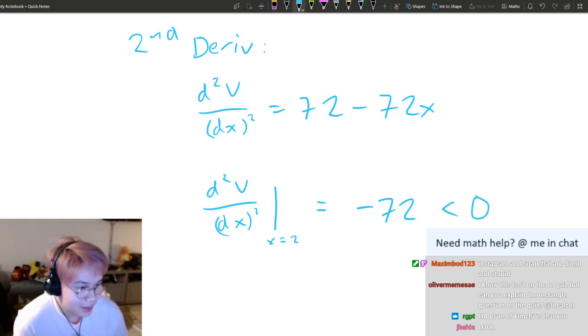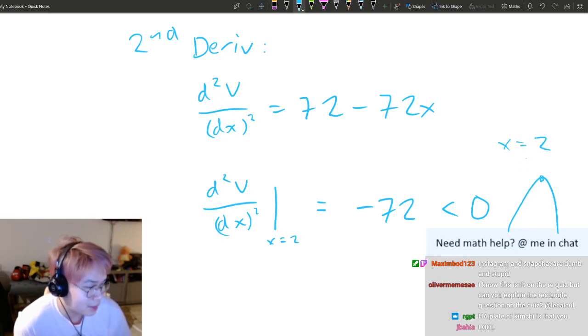This is negative, so negative means that you have a concave down, so therefore, x at 2 is a maximum.